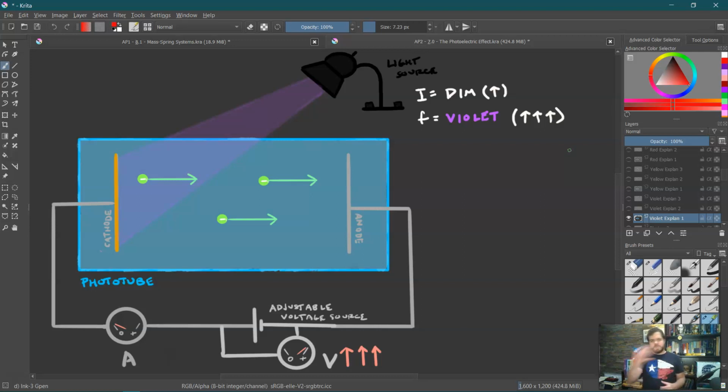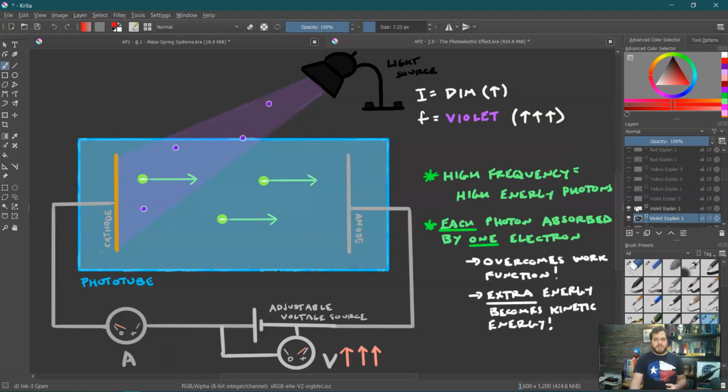Well, let's first look at this violet light. This is a dim violet light. We've got a few electrons ejected. They have pretty high energy. The thing is, since this frequency of light is violet, that is very, very high-energy photons. We have these particles of violet light coming in, and they strike the metal plate, and electrons absorb them in their entirety, meaning one electron gains a lot of energy.